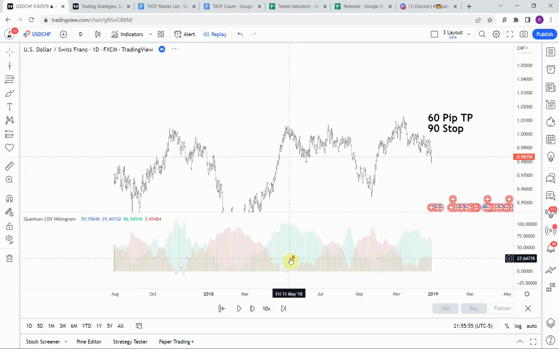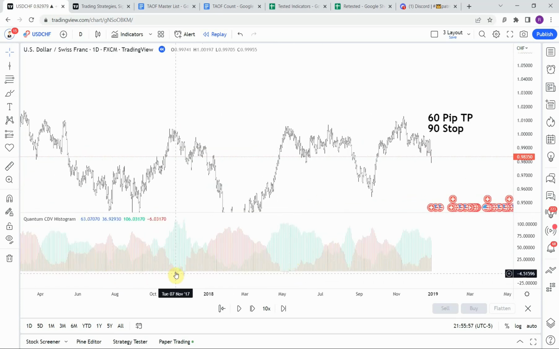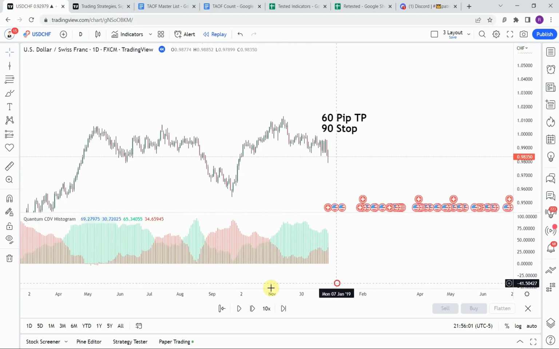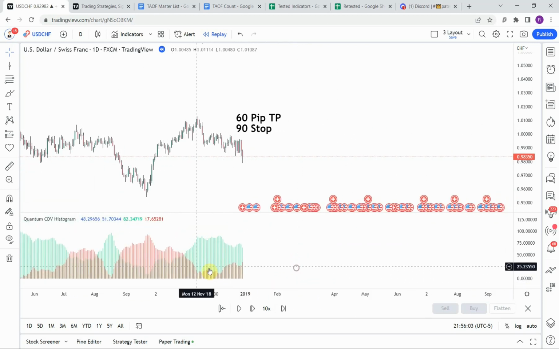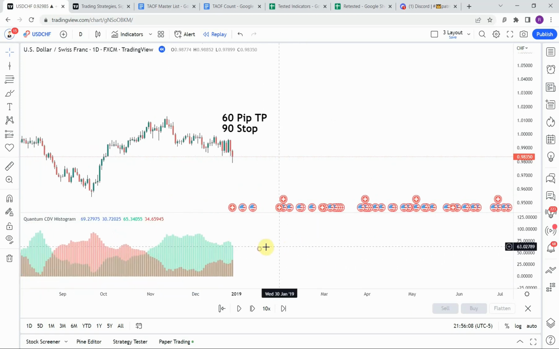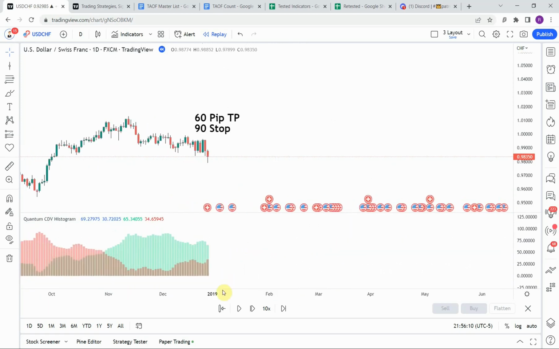Now keep in mind that there are instances where the histogram bars do break to the downside of the zero, but we are not going to pay any attention to that. We are only looking for the bars on the upside here. So let's go ahead and get on with the testing and see what we can get out of it.